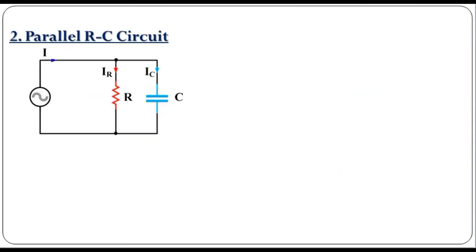Now let us see the analysis of the parallel RC circuit. So the circuit consists of R and C connected in parallel, and the total voltage, that is the source voltage, is V phasor, the total current is I phasor, the current flowing through the resistance is IR phasor, and the current through the capacitance is IC phasor. So again the total current I will be equal to the phasor sum of IR and IC.